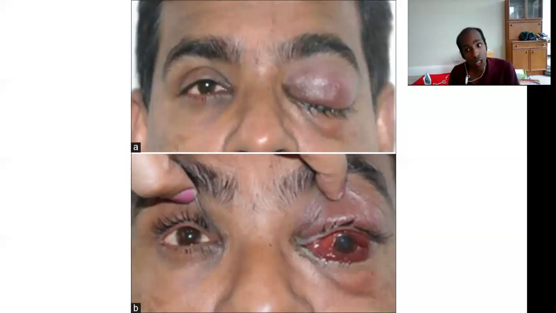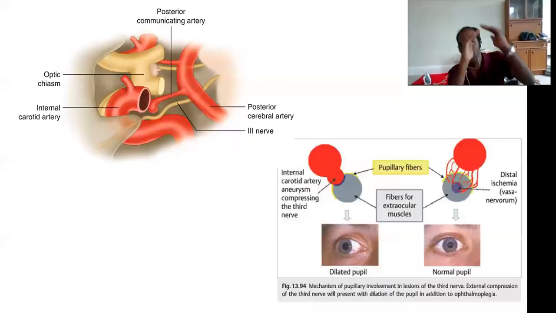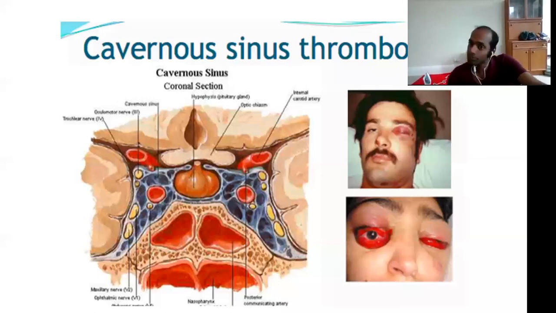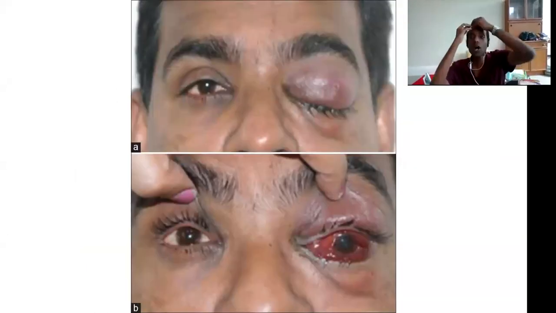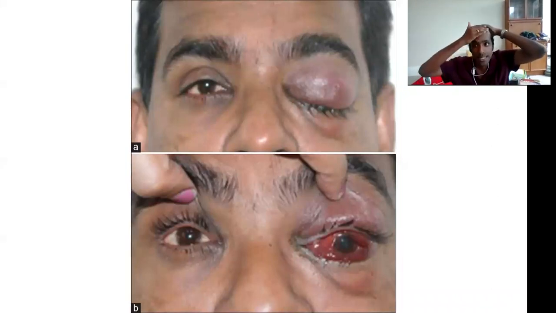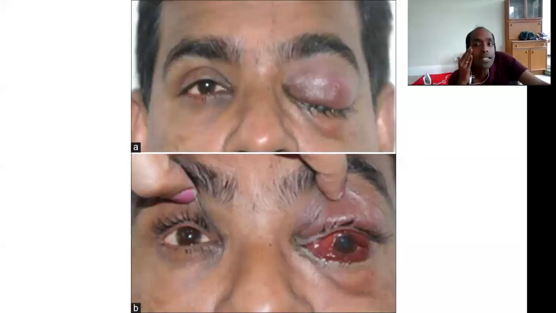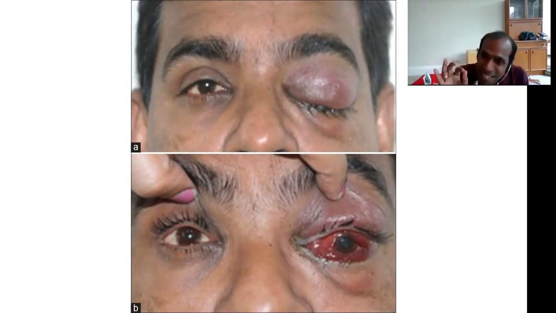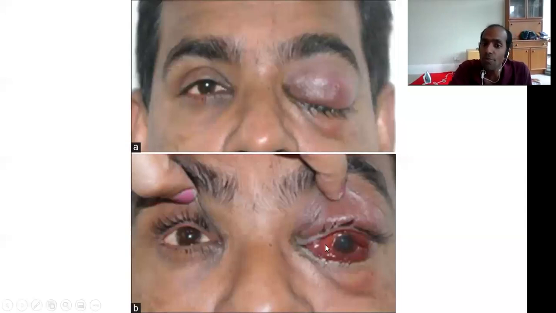In addition, what are you going to get? Now remember, in the cavernous sinus, ophthalmic and maxillary divisions were there. Because they are involved, what are you going to get? Sensory loss, in the ophthalmic division area and the maxillary division. If it's thrombosis of the cavernous sinus, the eyeball will be swollen and red. Right? Proptosis, pushed forward, swollen and red. That is cavernous sinus thrombosis.